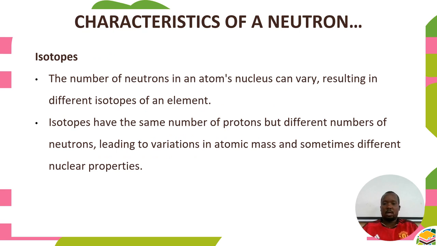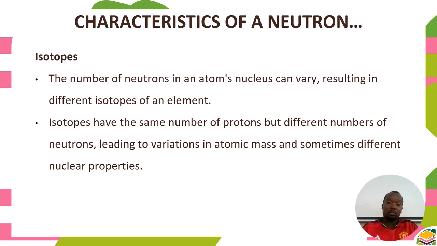Now, these neutrons also contribute to the concept of isotopes. The number of neutrons in an atom's nucleus can vary, resulting in the different isotopes of an element. So the same element, but having a different number of neutrons. Isotopes have the same number of protons but different numbers of neutrons, leading to variations in atomic mass and sometimes different nuclear properties.